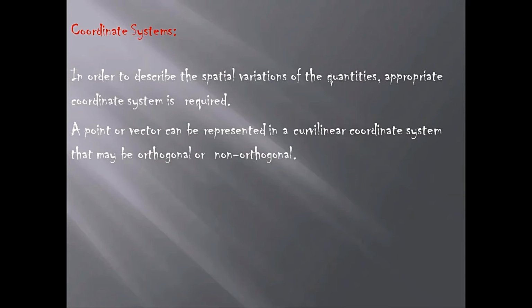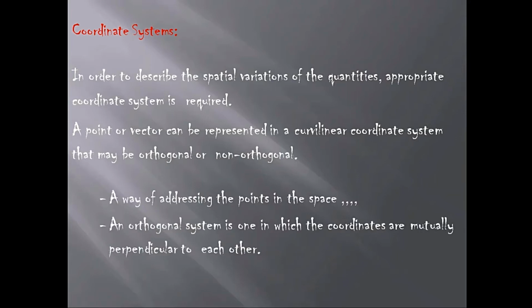system. In order to describe the spatial variations of the quantities, an appropriate coordinate system is required. A point or vector can be represented in a curvilinear coordinate system that may be orthogonal or non-orthogonal. An orthogonal system is one in which the coordinates are mutually perpendicular to each other. So we see three coordinates in the rectangular system, those are x, y and z, which are perpendicular to each other.